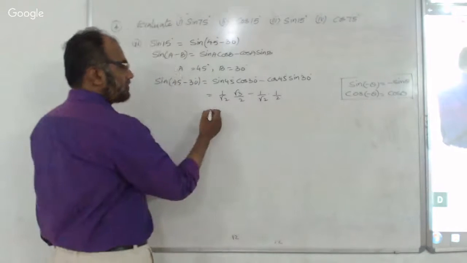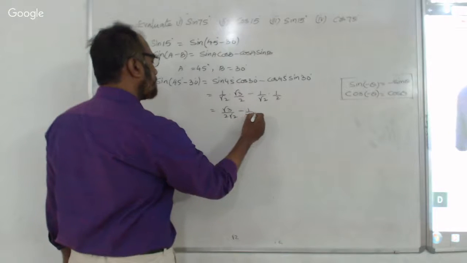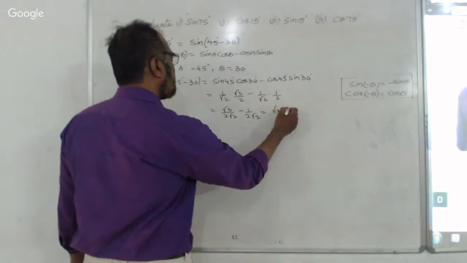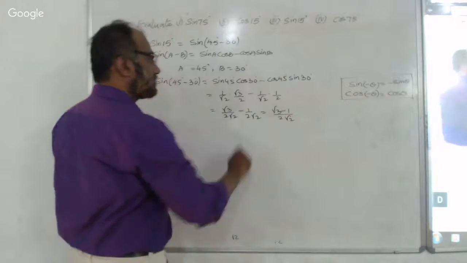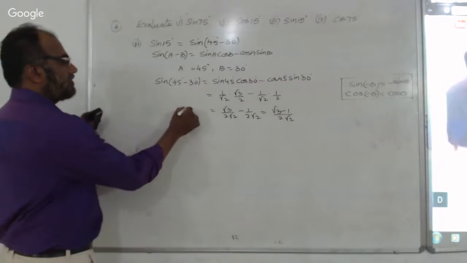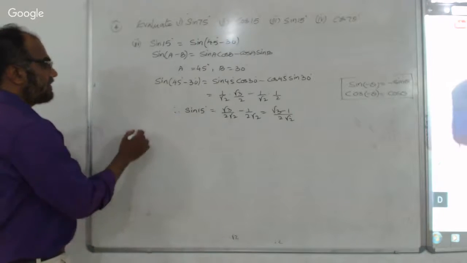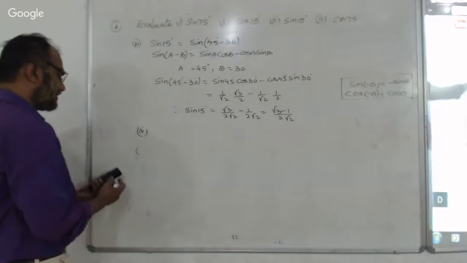So this will come to root 3 by 2 root 2 minus 1 by 2 root 2. It's nothing but root 3 minus 1 by 2 root 2. That's the value of sine 15 we get. Next we'll find what is cos 75.